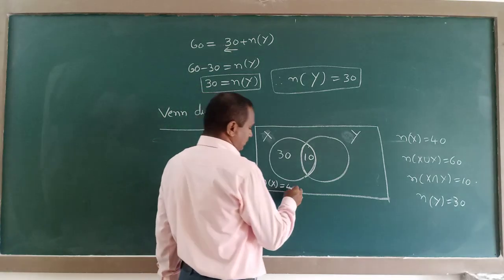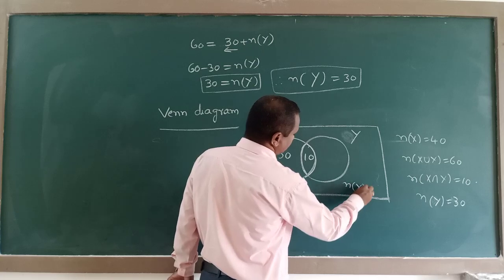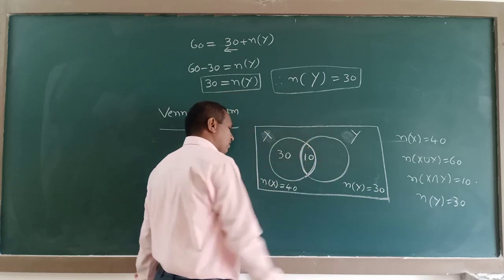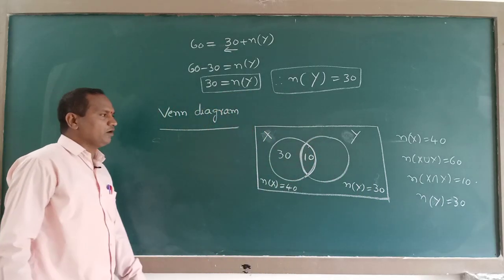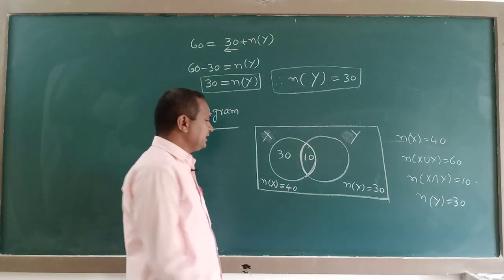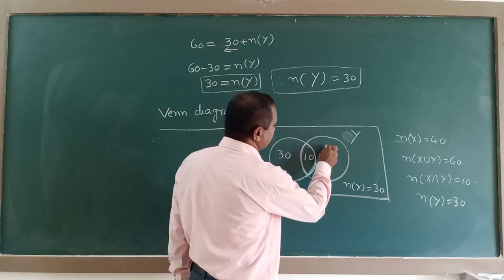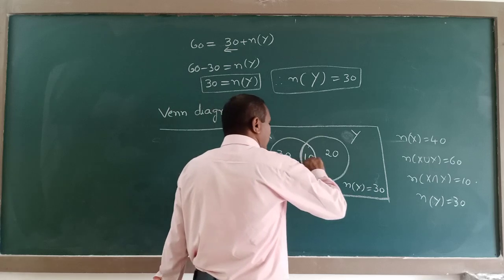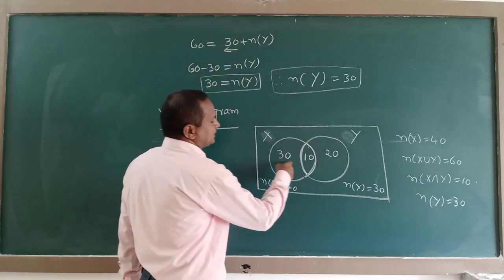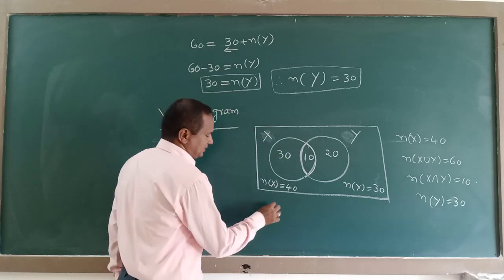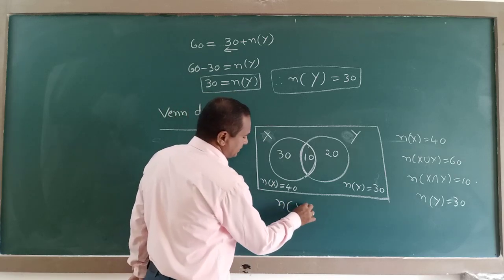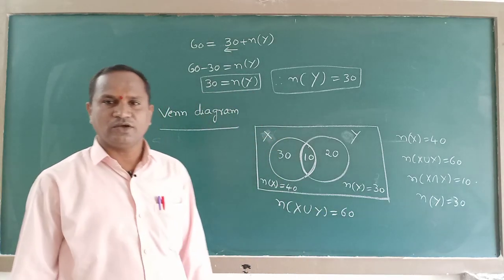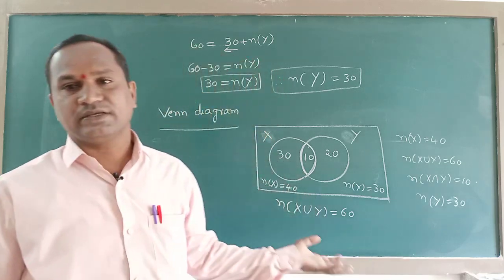n of y we got 30. Already 10 are common, which means those 10 elements belong to the set y also. And the remaining elements we can write here as 30 minus 10, which means 20. Then if we add all these numbers, 30 plus 10 plus 20 means 60. Therefore we can write here x union y is equal to 60. Like that we are giving the solution.